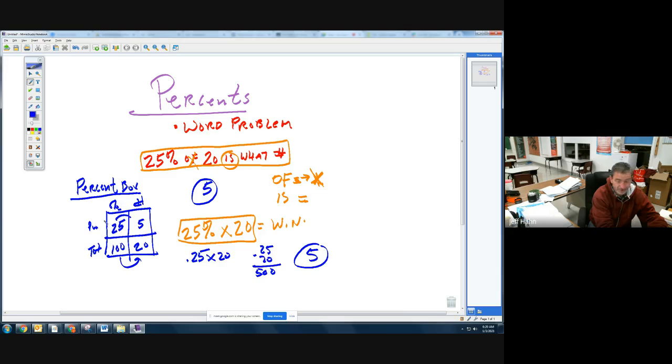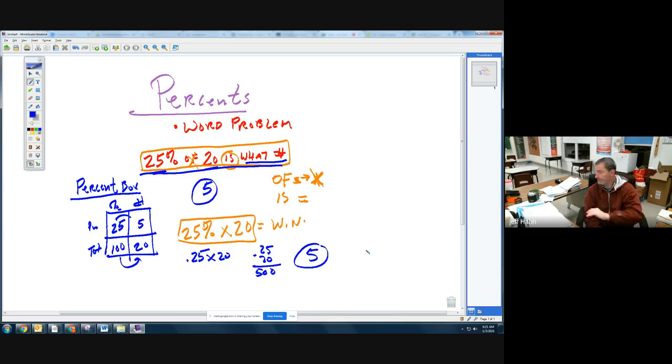Now, sometimes, when you get maybe confused, it's better to use this percent box. But really, for the most part, you can just look at your equation like this and get your answer, because you only have 3 options. If you're given an equation like this, either you're missing the what number part, or you're missing the of part, or you're missing the percent part. And those are your only 3 options.